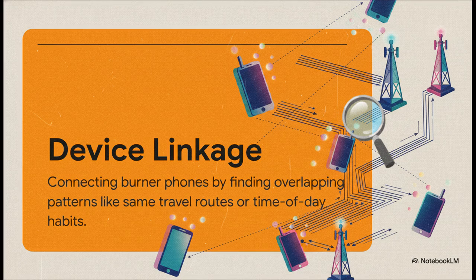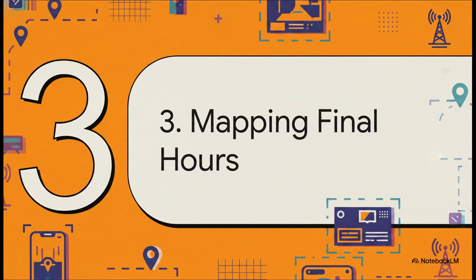If you see 2 different burner phones that always travel the same route to work or always ping the same towers near a specific house, you can start to digitally tie them together. You're not tracking a name, you're tracking a pattern of life. So, those are the 4 main tools in the toolbox.